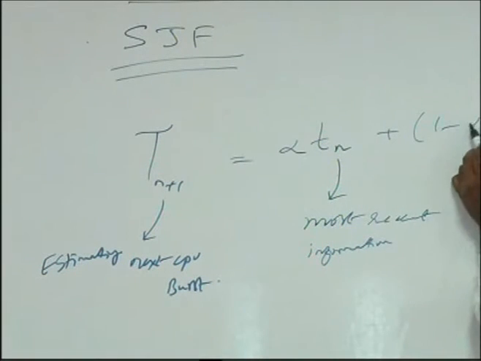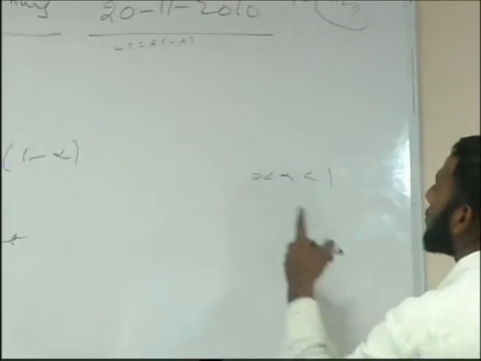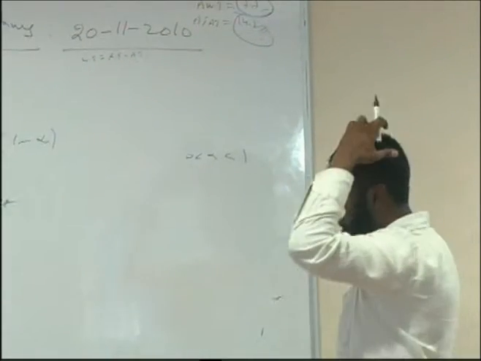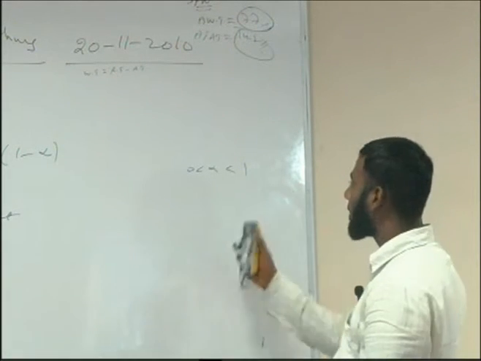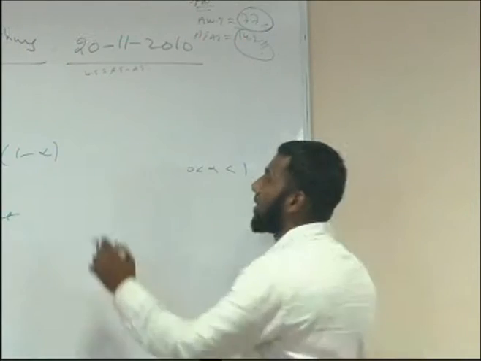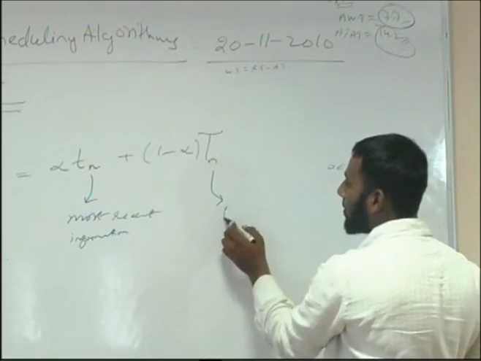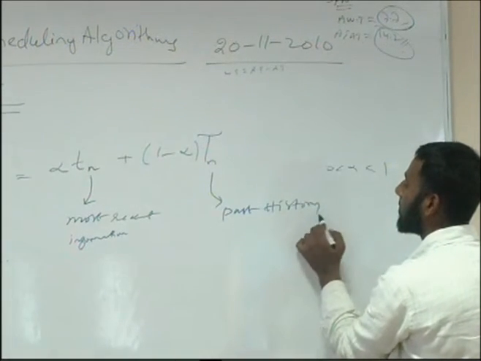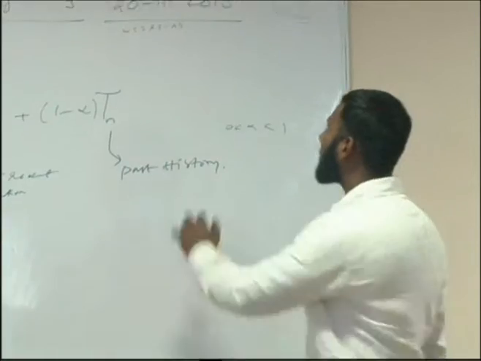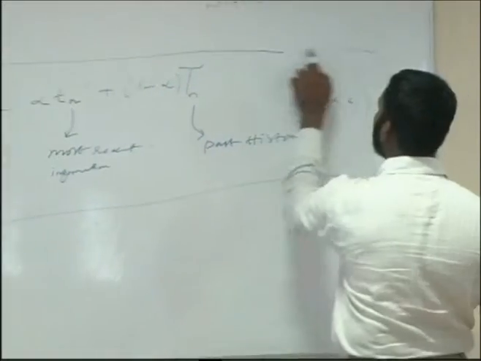Plus 1 minus alpha. Now, remember, the alpha value should lie between 0 and 1. It cannot be negative and it cannot be more than 1. Then this tau of n is the past history. Now, this is called the exponential averaging technique. With the help of this, we can estimate the next CPU burst.